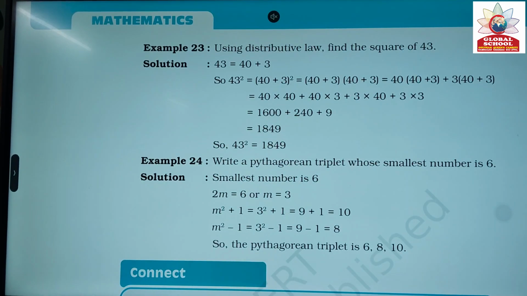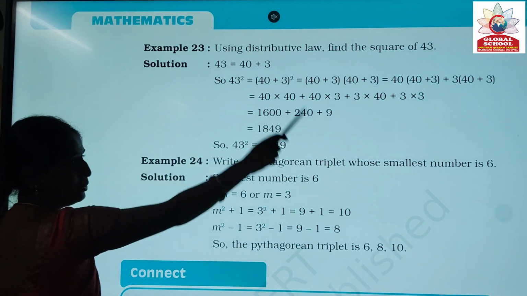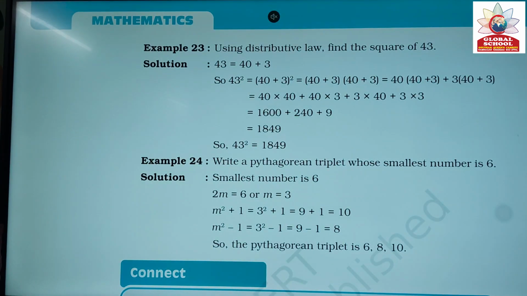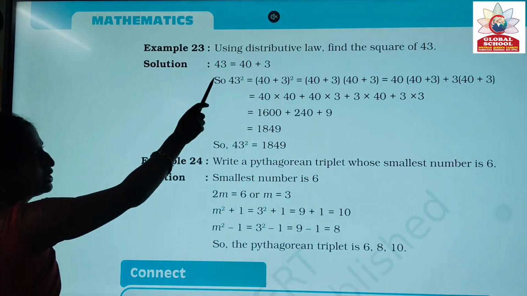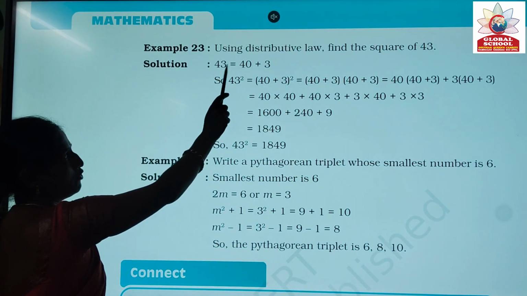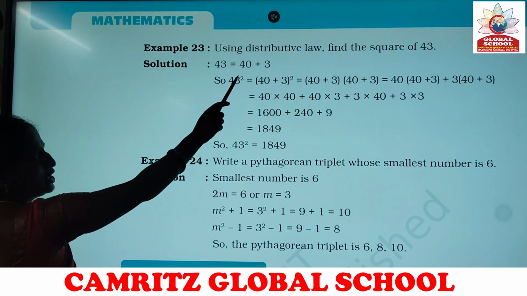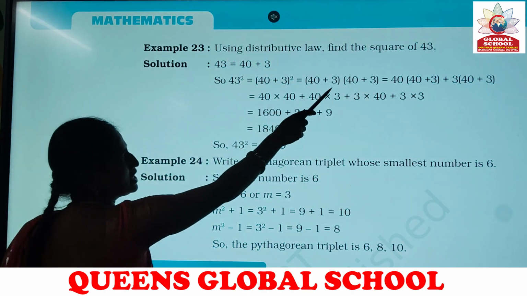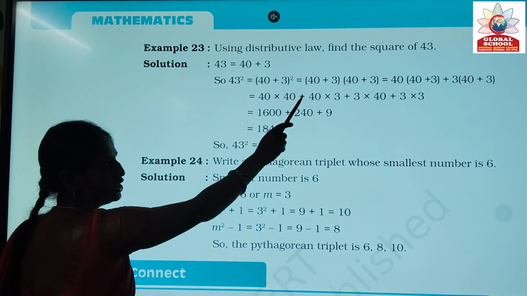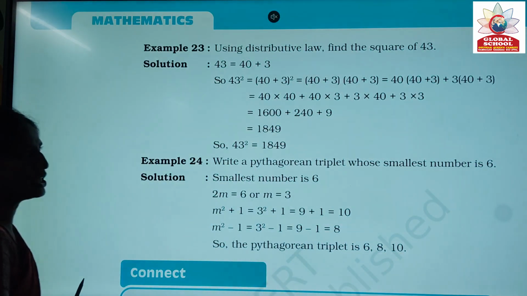Now we are finding out how to find the square of a given number. Here I am using the distributive law. What is the distributive law? A into B plus C equals AB plus AC. With the help of the distributive law, I am finding the square of 43. What is the expansion form of 43? 40 plus 3. Now we are finding the square, so we have 43 square, which means 40 plus 3 whole square. Now 40 plus 3 into 40 plus 3. I will use the distributive law: 40 into 40 plus 3, plus 3 into 40 plus 3.